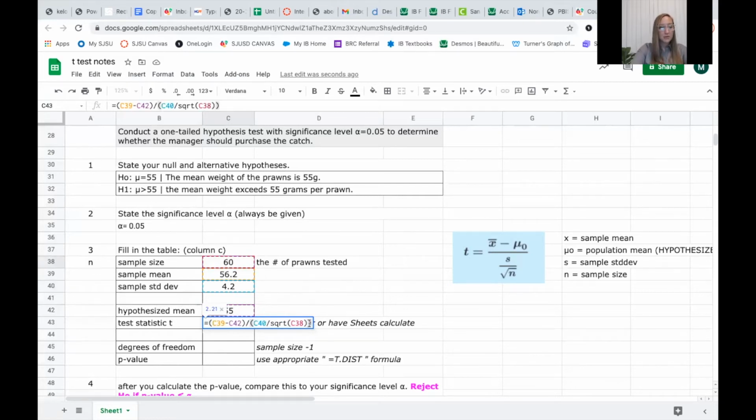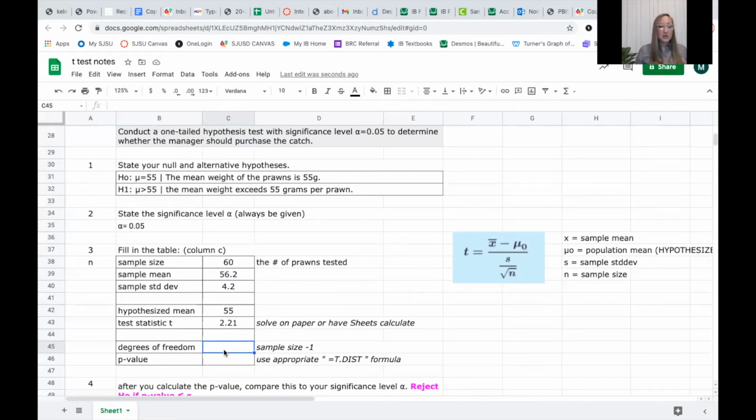All right, so I have double parentheses at the end because I had to close the parentheses for the square root as well as close the parentheses for the bottom of the fraction. And we get the value of 2.21.